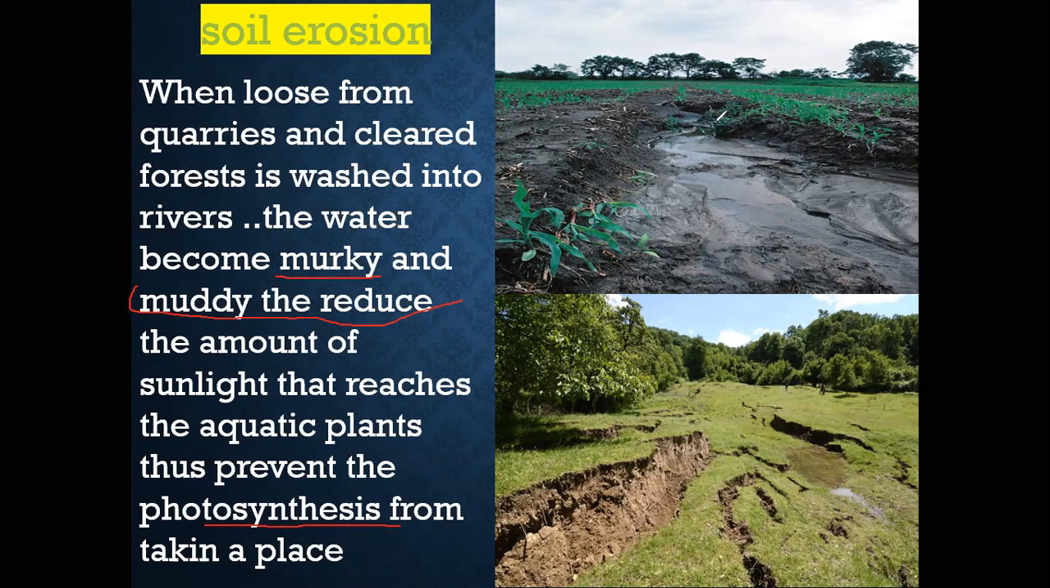Okay, Ola? The soil erosion that causes the water to be murky and muddy. Very good. That reduces the amount of sunlight. Thank you so much. Thank you, Salim. Because it reduces the sunlight and the water is dark and muddy, so it reduces sunlight. Very good. Thank you so much.